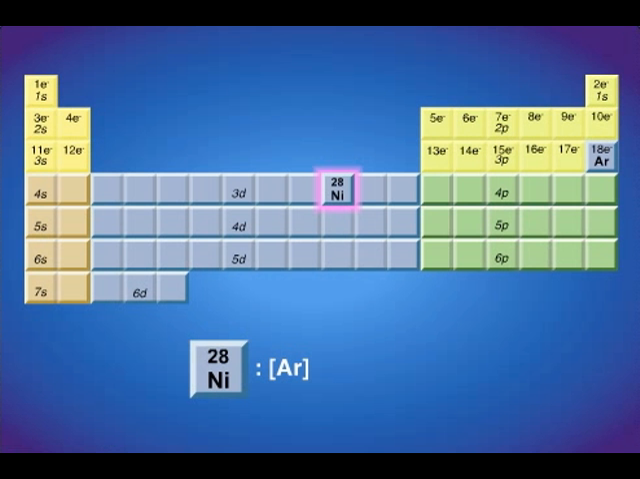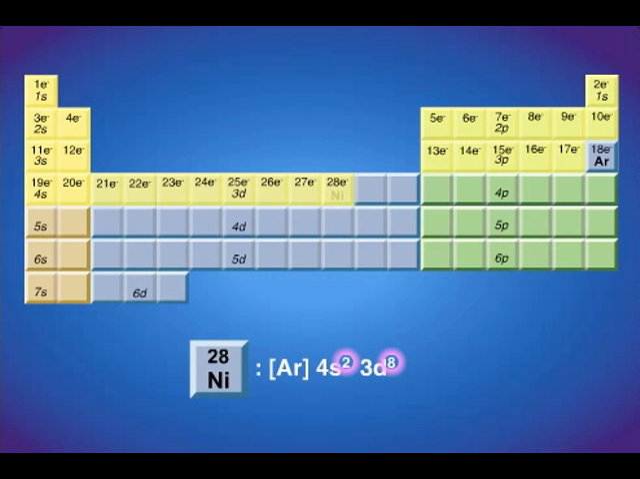We move to the 4s orbital, which can hold 2 electrons. We write 4s2. There are 5 3d orbitals, which can hold 10 electrons. We have 8 electrons to place, so we write 3d8. The ground state electron configuration of a nickel atom is argon, 4s2, 3d8. Double check that you have placed 28 electrons. Remember, the argon core represents 18 electrons.